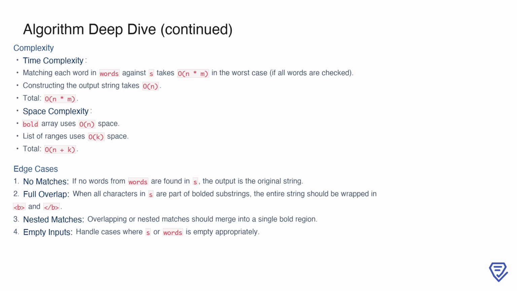It's also essential to consider edge cases. If no words from the list are found in the string, the output remains unchanged. When the entire string is part of bolded substrings, the output wraps the entire string in bold tags. For nested or overlapping matches, our merging logic ensures that they are combined into a single bold region. Finally, we handle edge cases like empty inputs gracefully, returning the appropriate result without errors.